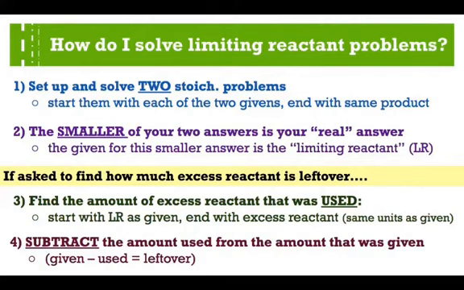Now, this is going to mean one more stoichiometry problem if you're asked to find how much excess reactant is left over. But that stoich problem is just going to start with the limiting reactant as your given. So you're starting from one of your givens that you already started a problem with earlier. But this time you're going to end at the amount of your excess reactant, and you should aim to probably have the same units that you were given so that you can do this subtraction later. And that's all you got to do. Go from one reactant to the other, find that answer that tells you how much got used, then take given minus used, and that tells you how much is left over.